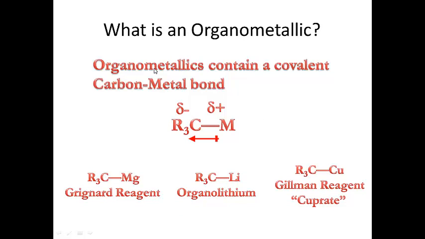It's just a compound that contains a carbon-metal bond. You can see here this is carbon. M is just a generic for the metal. And notice the dipole arrow is going towards carbon. That means that carbon in this case is partially negative, and then the metal is partially positive.